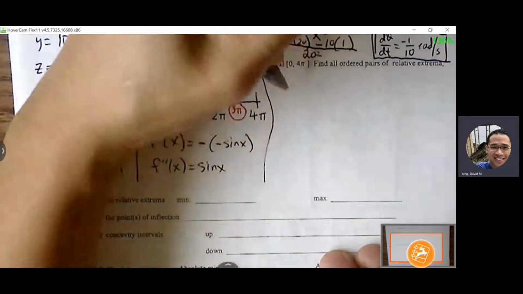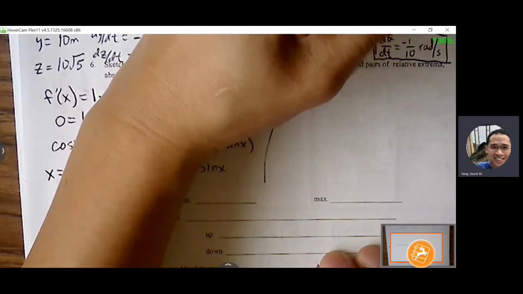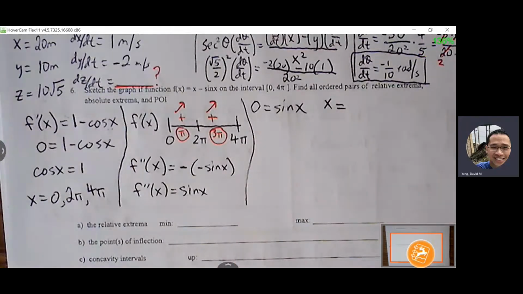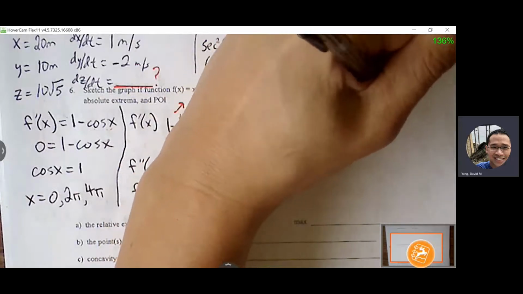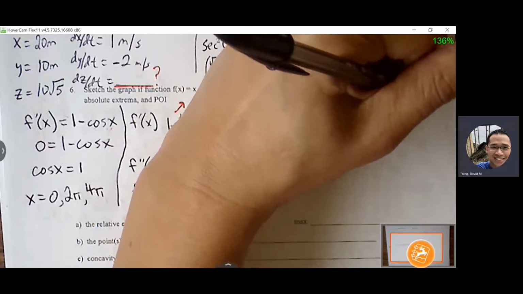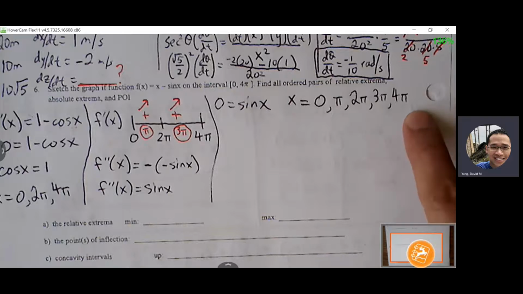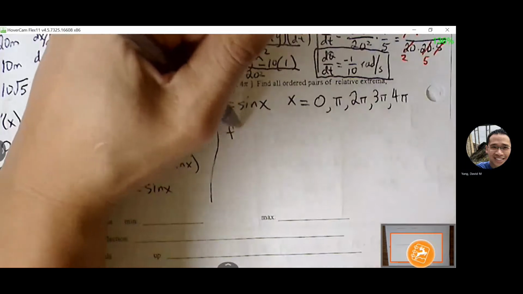Set f double prime equal to 0. Okay, so where is sine of x equal to 0? 0. Okay, a little bit more. Where else is sine 0? Yeah. So pi, 2 pi, 3 pi, and 4 pi. We have to go all the way up to 4 pi, so that's where we also include 3 pi as well. Okay. Second derivative sign line.